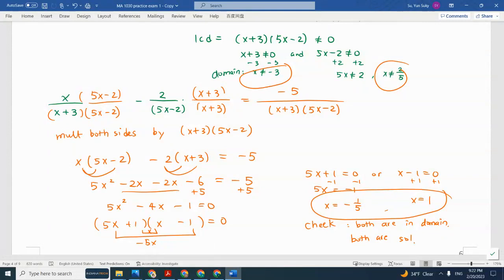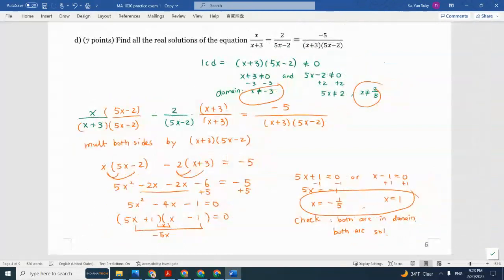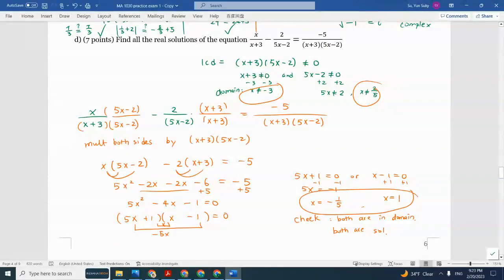So far, so good. So make sure you check the domain for radical expressions. Okay, if you can understand this, can you type D in the chat? Let me see. Is checking required or just useful? Required. This is required. Yes.